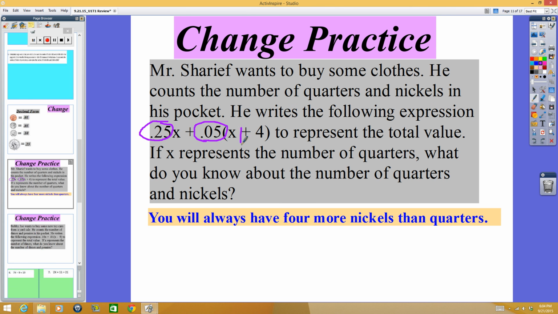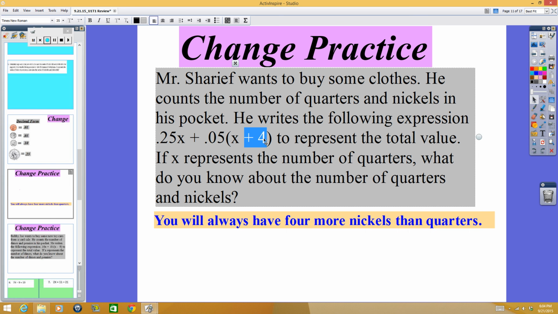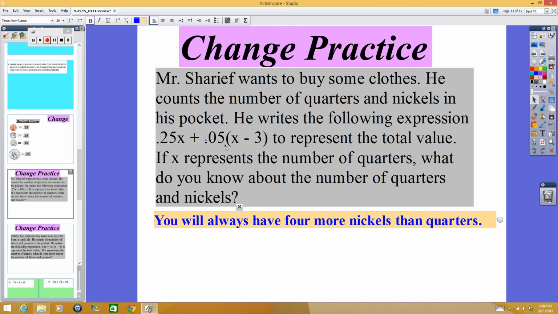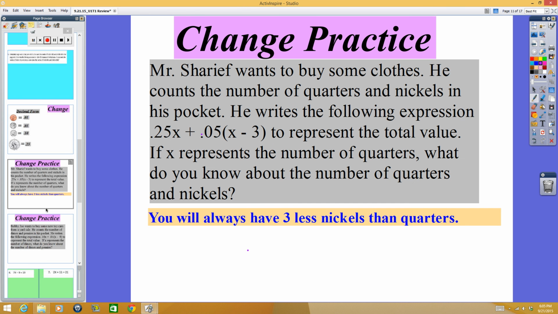And I'm saying that because this is more, right? I've got 4 more of these guys, which are nickels. So 4 more nickels. Then I've got quarters. Let's change this problem up. If it said minus 3, same kind of thing. You will always have, these are nickels still, but instead of more it's less. So you will have 3 less nickels than quarters. Okay? I know that was quick, but hopefully that made sense.